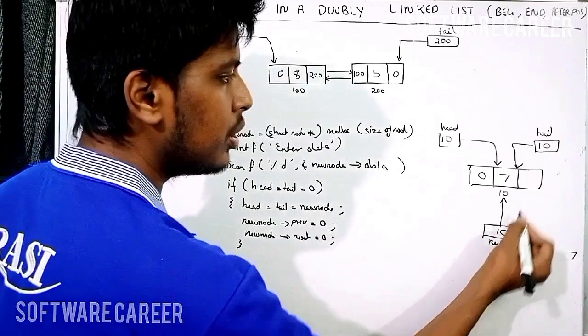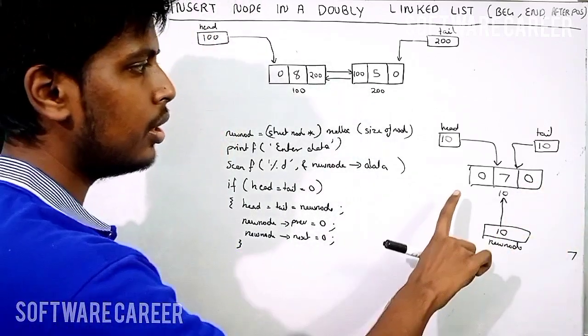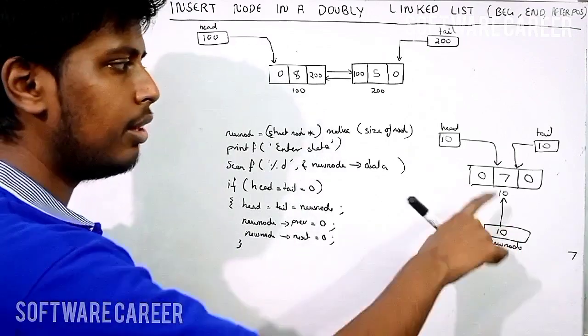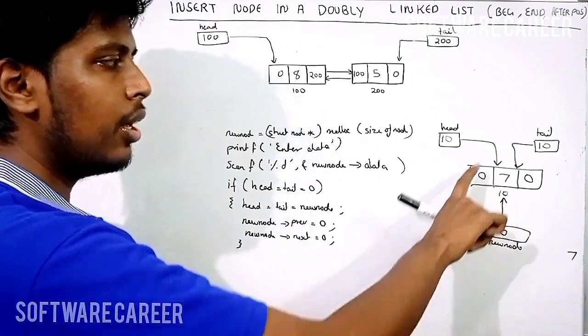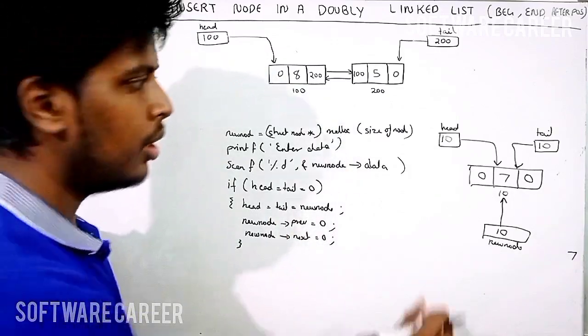Now see, new node is 10, and 10 next is 0. Now you have created a new node, that is, inserted a node at the beginning of a doubly linked list when the linked list is empty. This is the case when the linked list is empty.